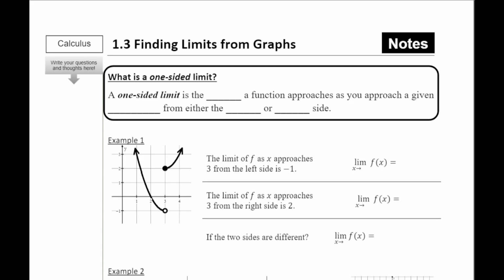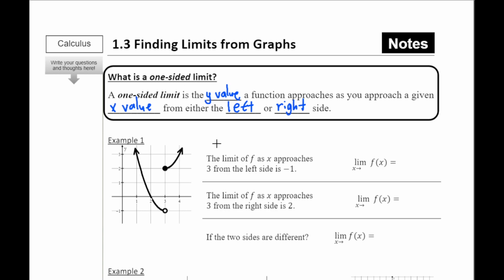A one-sided limit is the y value a function approaches as you approach a given x value from either the left or right side.